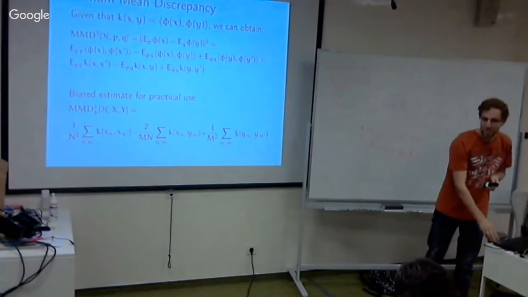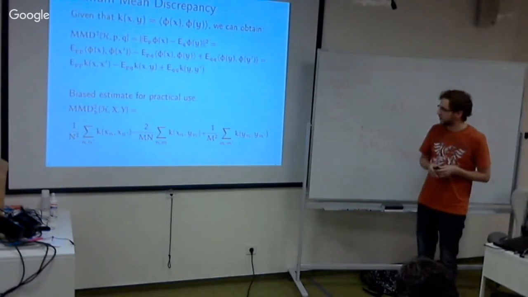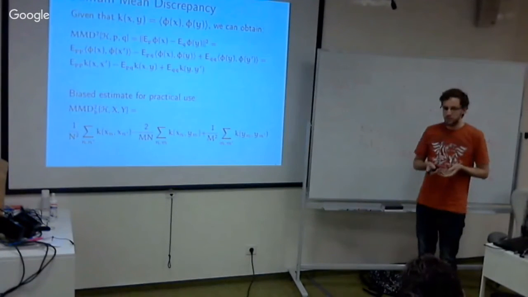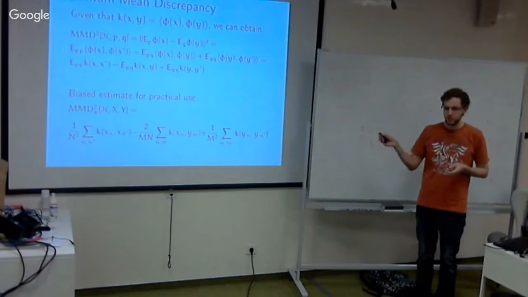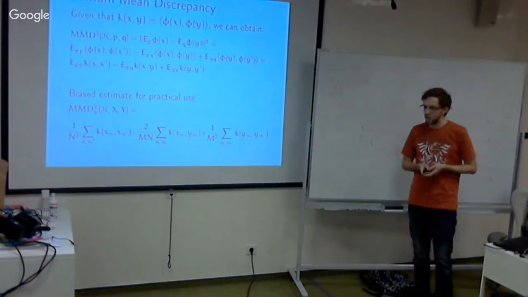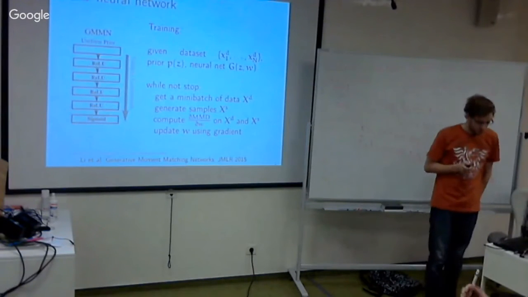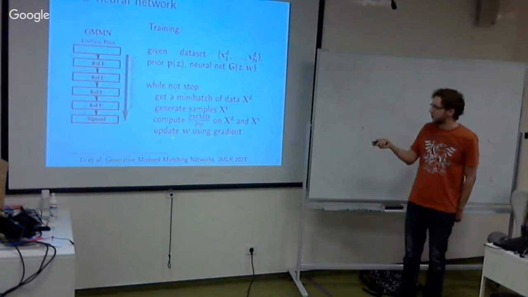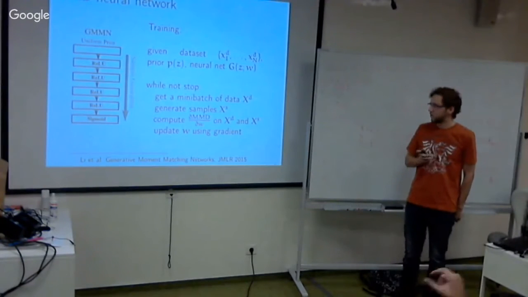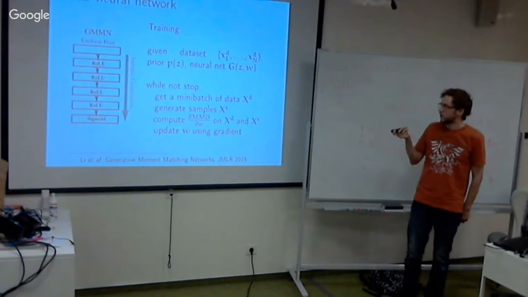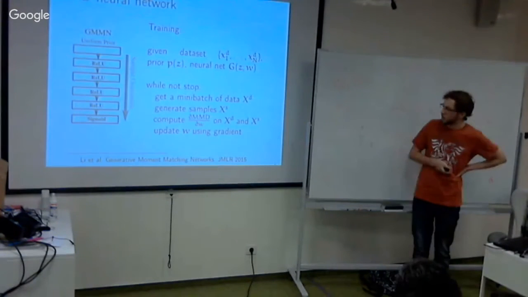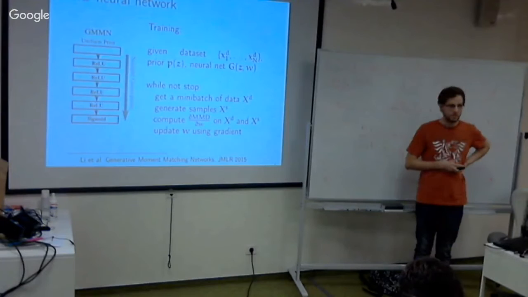Which kernel do we use? For example, I use Gaussian. So you have to search for the parameter sigma, but Gaussian rules. Okay, so it is differentiable, and we can use gradient descent to train. Is it clear how to train the neural net?